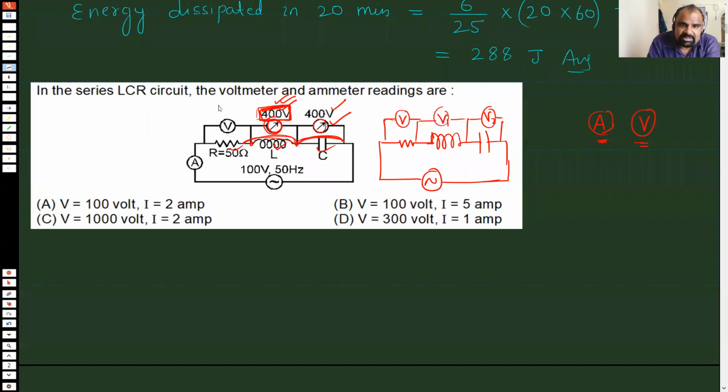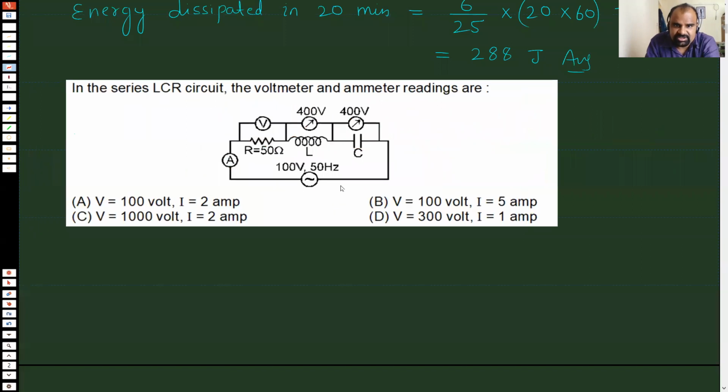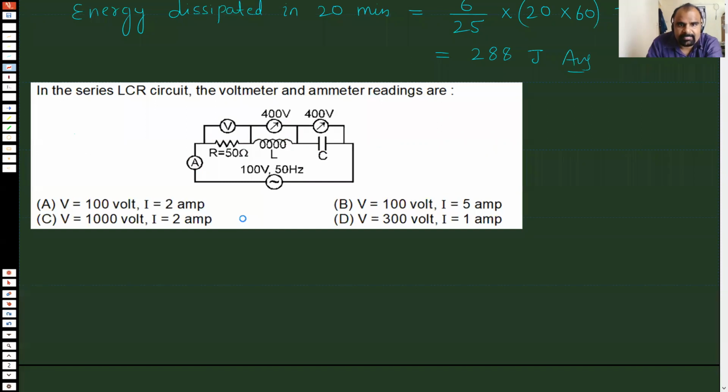Now the question is, what will be the reading of this voltmeter? That means what will be the potential difference across this resistor? And what will be the reading of this ammeter? That means what will be the current through this? Okay, so please solve it. I have already done all the explanation. You don't have to do much. It's a very easy question. Seriously. So solve it.